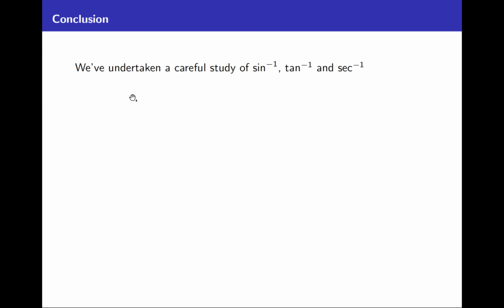So that's about it for today. In conclusion, we've undertaken a careful study of sine inverse, tangent inverse, and secant inverse. Sine inverse in the previous lecture. Today we were very careful about tangent inverse and secant inverse. Now it turns out that, as we discussed in last lecture, part A, cosine inverse of x is equal to minus sine inverse of x plus pi over 2. We have that identity. So in that sense, even though we made kind of a big deal about cosine inverse of x, you can always get it in terms of sine inverse.